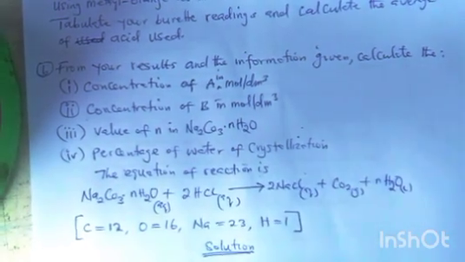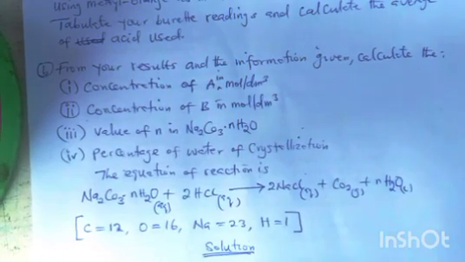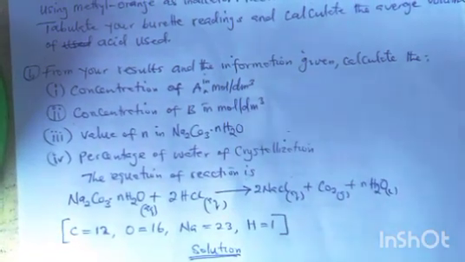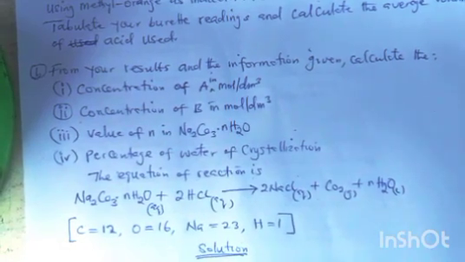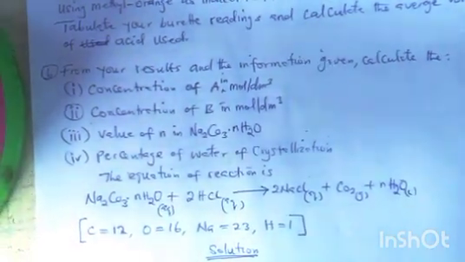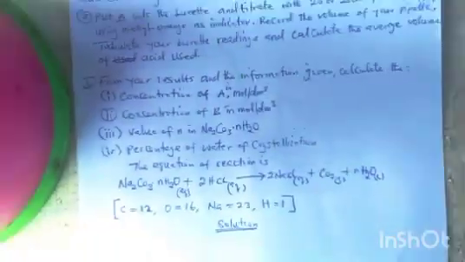Now we have the atomic masses of these atoms that you see there: carbon equals 12, oxygen equals 16, sodium 23, and hydrogen is 1. Now let's go into the solution of these problems. We are going to solve these problems.